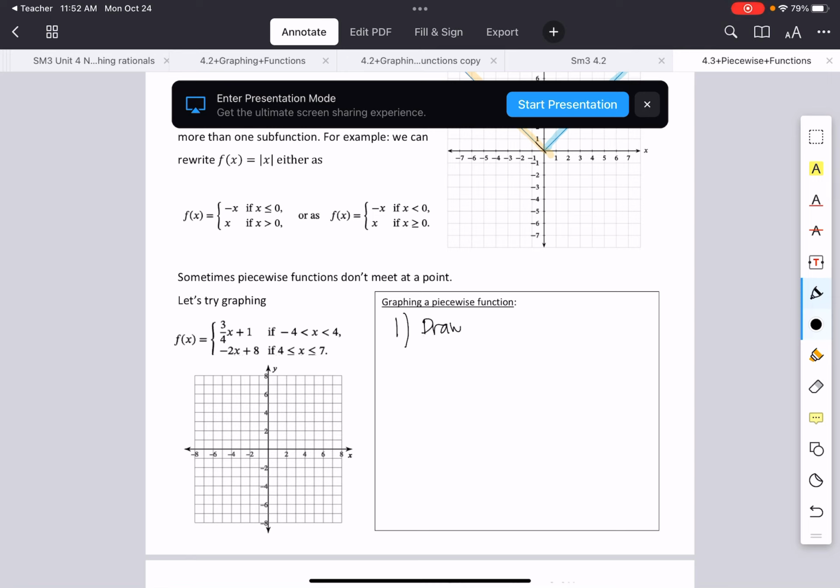Draw a line for each, that's an A, not a Q, each equation. So we're going to graph each equation. And then we are going to find our endpoints.